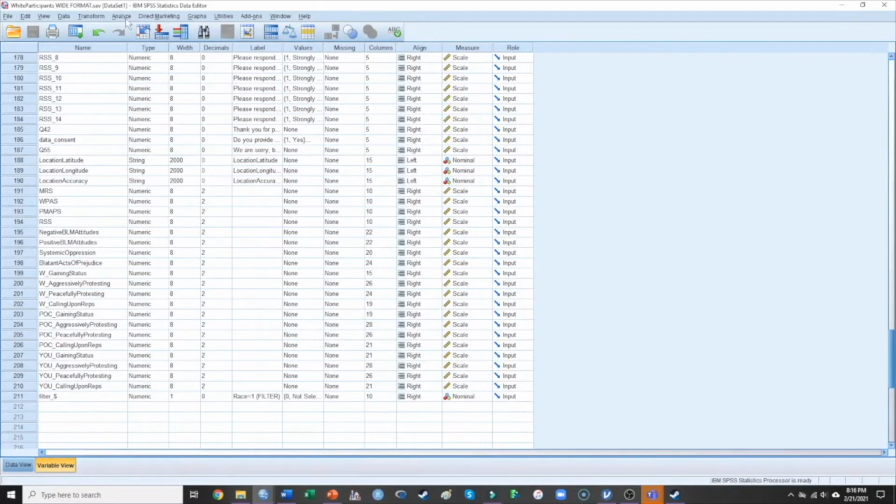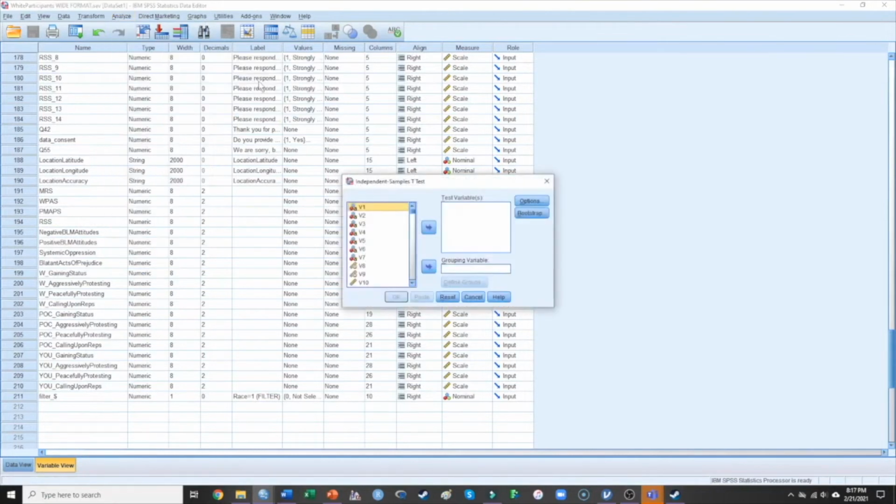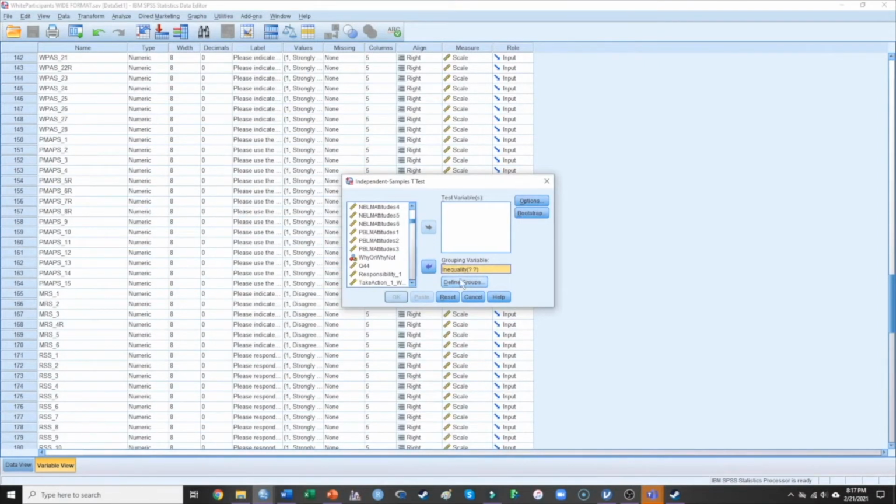So one of the things that I could do is run an independent samples t-test comparing people who think that there's systemic inequality to people who do not think that there's systemic inequality in the United States. So I'm going to click under Analyze, Compare Means, and an independent samples t-test. Now I need to find my variable that corresponds to whether or not they believe that there's systemic inequality. That is right here. Now I need to define the group.